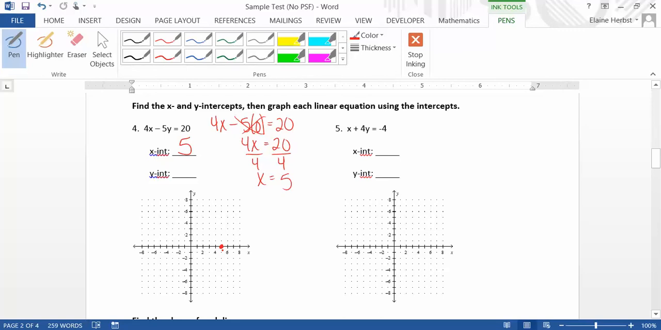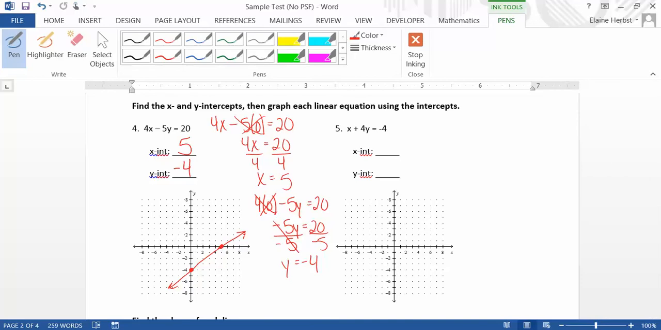You have to do the same thing for the y-intercept, except now you're going to plug the 0 in for the x. So we have 4 times 0 minus 5y equals 20. Again, this term goes away. The biggest thing you have to pay attention to here is the subtraction sign in front of the 5. You have to bring that with you, so we'll be dividing by a -5, and we get that y equals -4. So -4 on the y-axis, that's your y-intercept. We draw a line between the 2 dots, and there's our line.